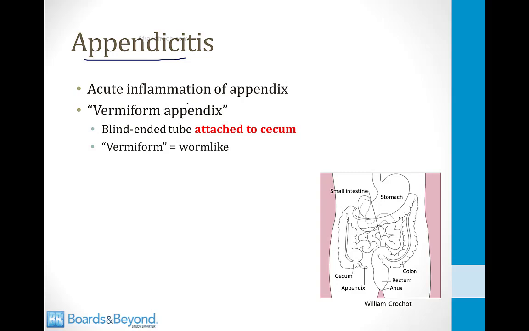So appendicitis is acute inflammation of the appendix, and recall that the appendix is a blind-ended tube that's attached to the cecum. If you look at this picture on the screen, this is the cecum here at the beginning of the large intestine, and the appendix is this tube that comes off the cecum. It's often called the vermiform appendix, and the word vermiform means worm-like, because it looks like a little worm attached to the cecum.